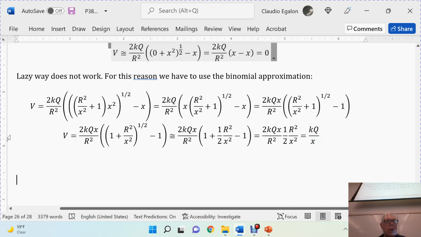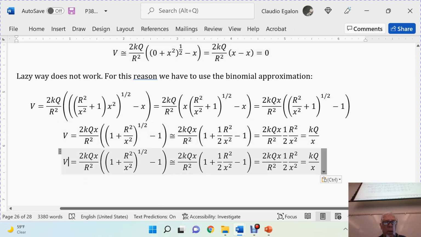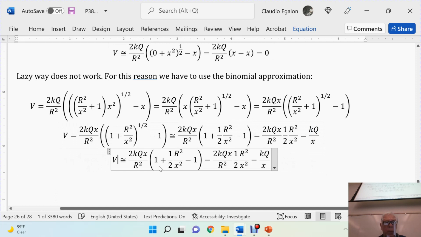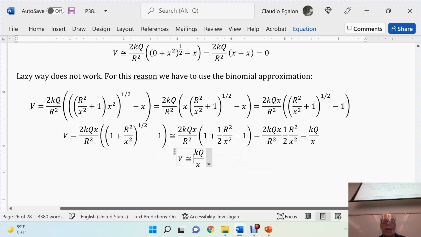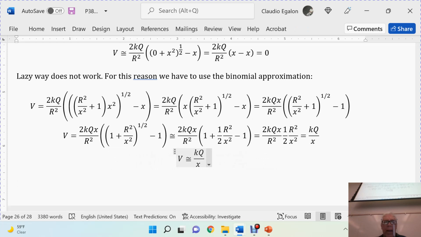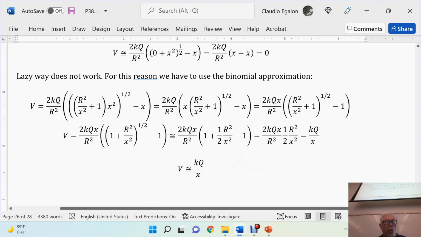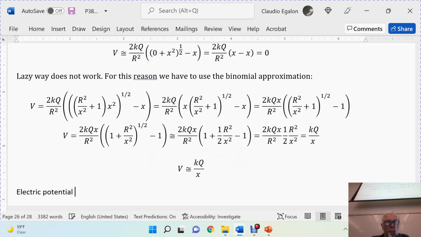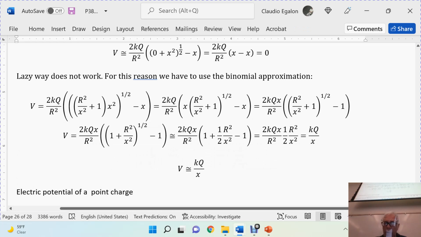Okay, now we got it. Approximation kq over x. Electric potential of a point charge. What time is that? 6:42. We can go another 7 or 8 minutes, right?